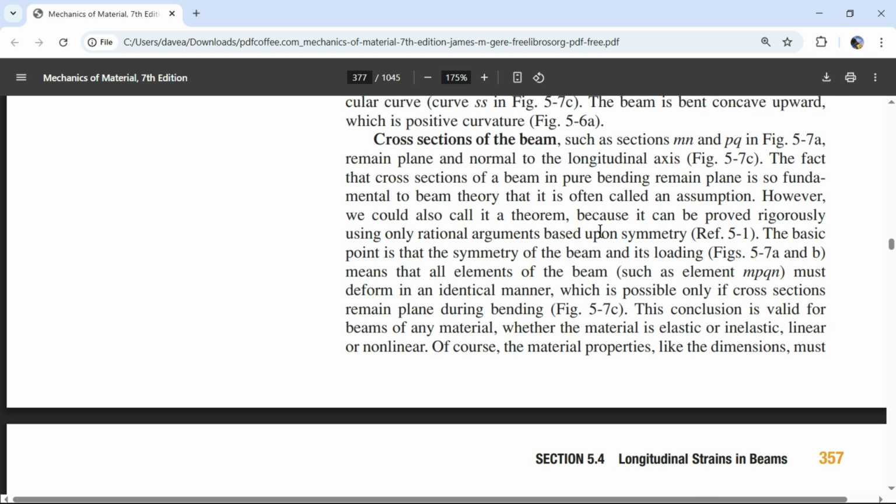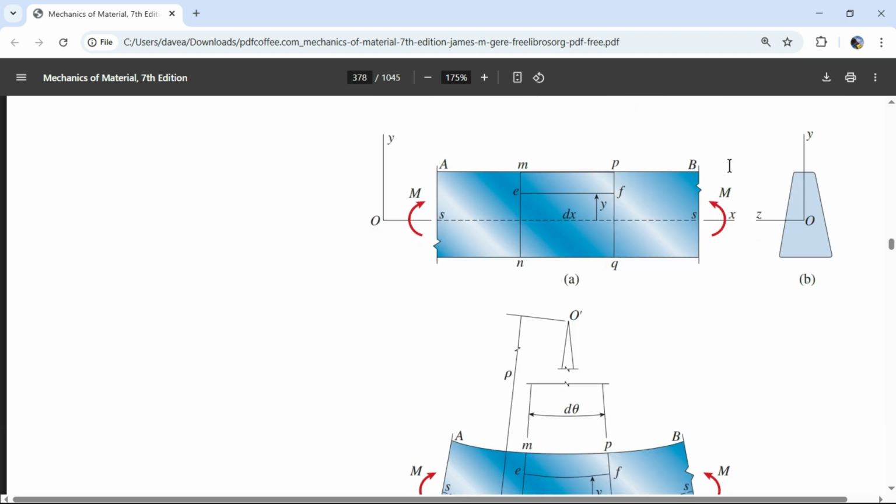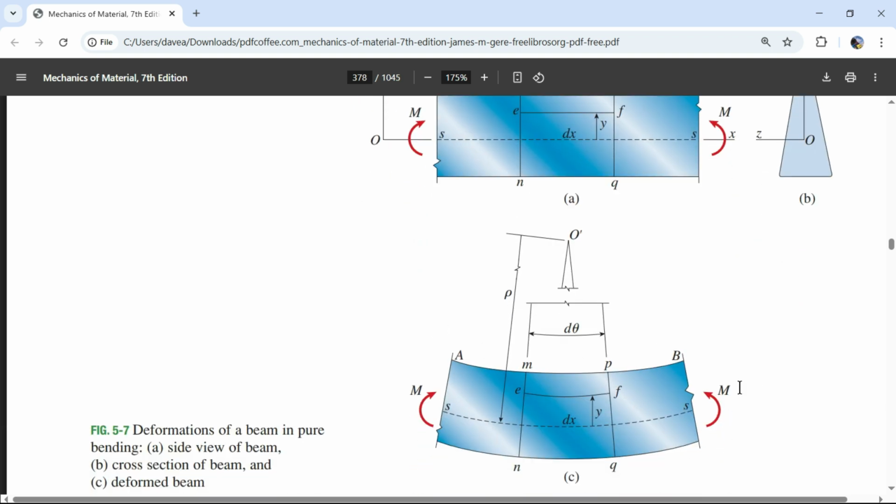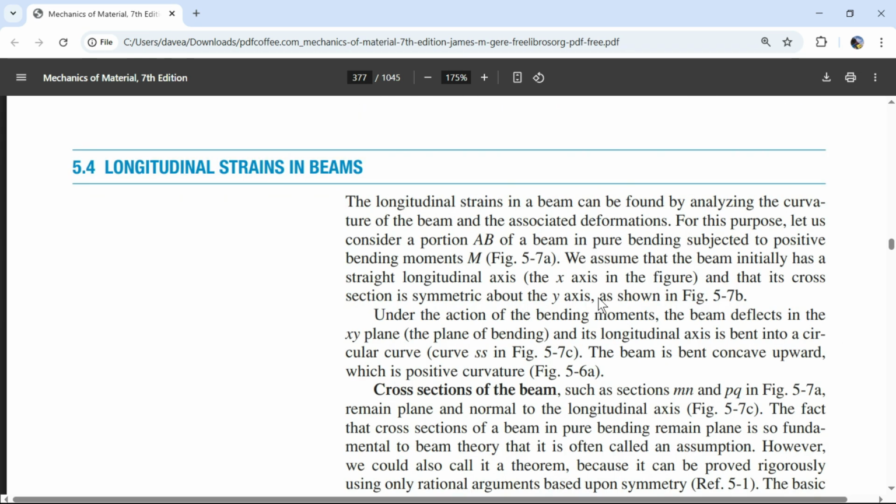All right, so let's read this: cross sections of the beam, such as sections MN and PQ in figure 5.7a, remain plane and normal to the longitudinal axis, figure 5.7c. So when we do have bending, all the bending is in the x and y axes. That's just another way to say that.